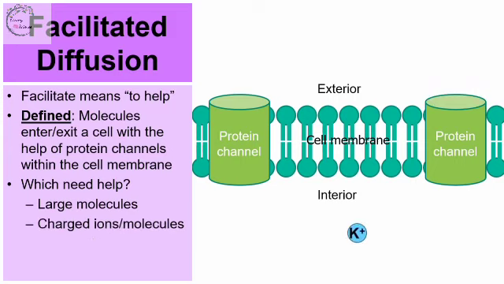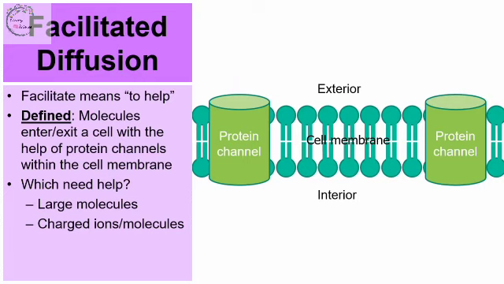Other examples that need help are charged ions or charged molecules. So the example right here is potassium. Potassium is really small. It's only one atom in size. It's small enough to fit through the cell membrane, but because it has a positive charge, and because the cell membrane also has a charge, the cell membrane kind of repels the potassium, so it can't just go right through the cell membrane. But the potassium can also use different protein channels than the ones that glucose was using.